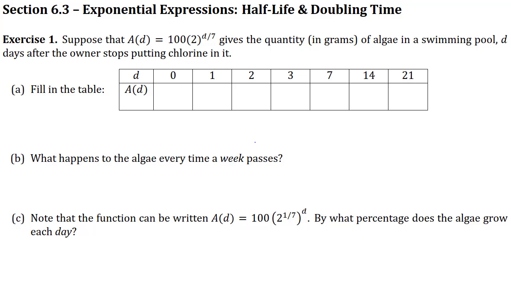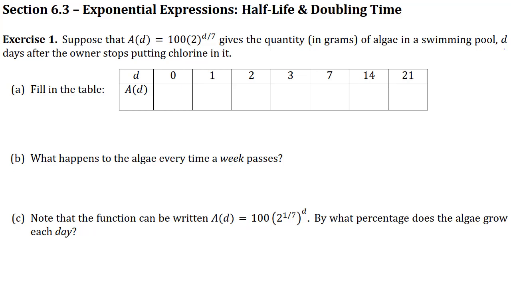So first up, you got some exercises to do here. For the first one, you're just filling in a table given this formula for the function. The formula, A of d equals 1,000 times 2 to the power d over 7, is the quantity in grams of algae in a swimming pool d days after the owner stops putting chlorine in it.